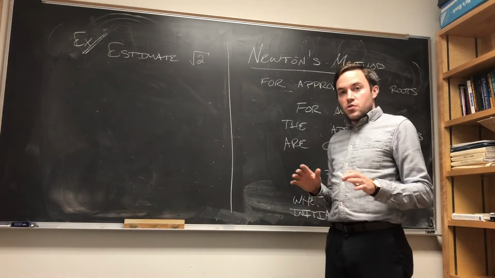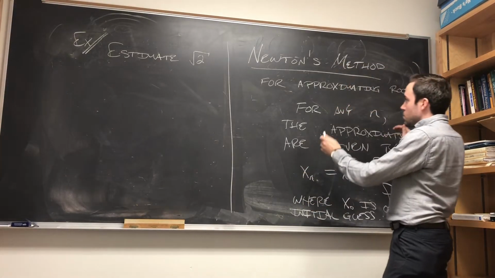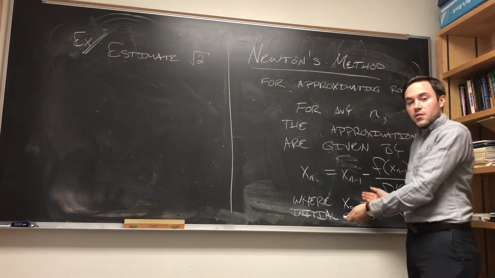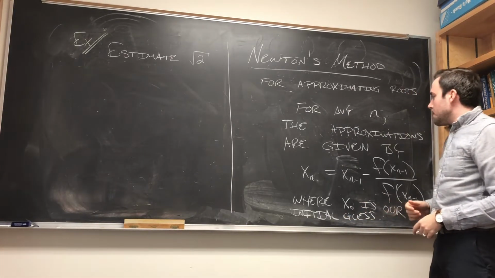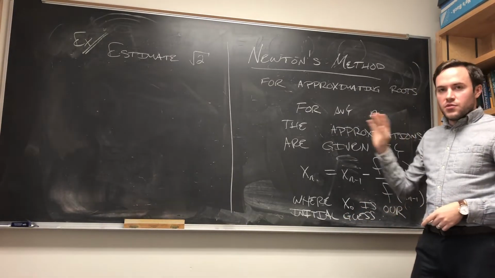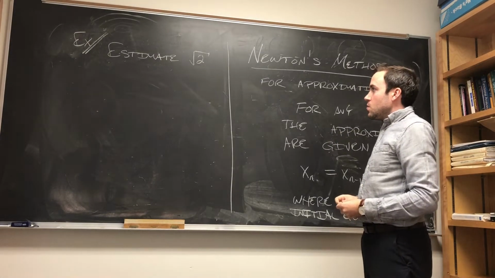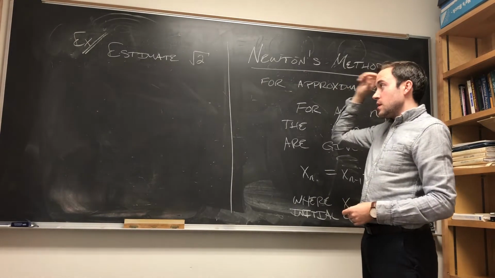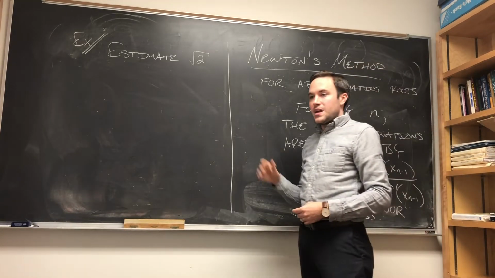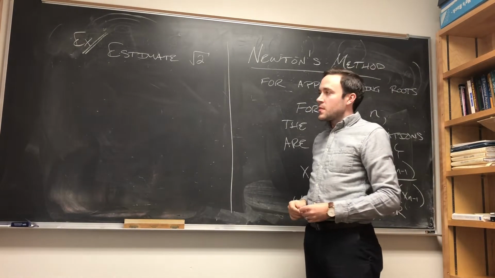All right, now we want to actually use Newton's method, with the algorithm that's given here, to go ahead and try to do something concrete with it. So what we've got here is a relatively simple looking example. We just want to estimate the square root of 2.